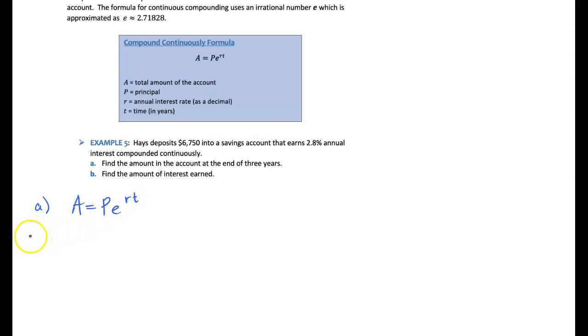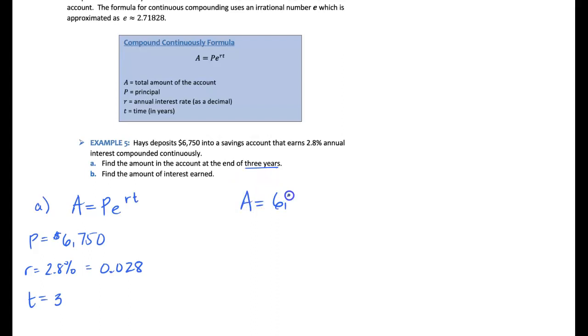So the principal is the amount deposited, $6,750. The rate is 2.8%. Written as a decimal, that would be 0.028. Compound continuously means we're using the compound continuously formula. And the last information we need is t for time. In years, that would be 3 years. And let's fill in that information.